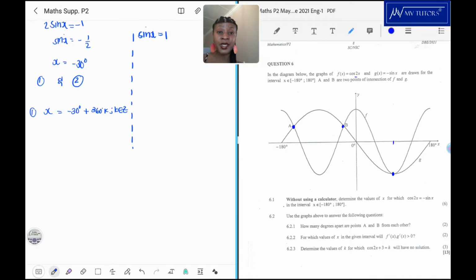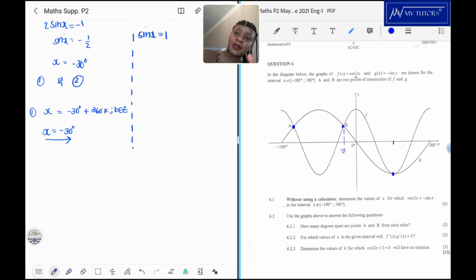But if I substitute 0 for k, then yes, my answer would be x is equal to negative 30, which is within the domain that they gave us. If I were to use positive 1, it will of course fall out of that range. So my answer there would be x is equal to negative 30. That's my first solution.